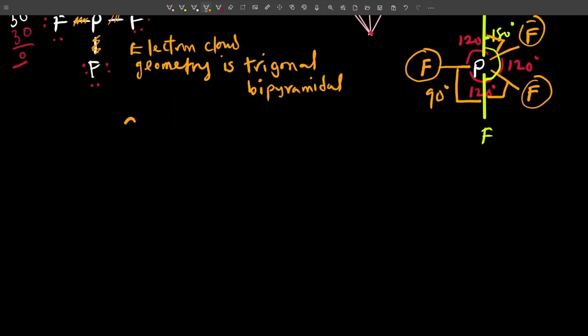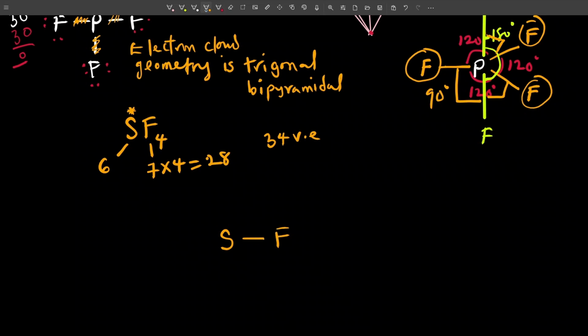Okay, for SF4, again, the first thing you have to do is to draw the Lewis structure. S has 6 valence electrons, F has 7 valence electrons times 4. This will give me 28. 28 plus 6 will give me a total of 34 valence electrons. Sulfur, having a lesser electronegativity, will be the central atom. So we're going to have 4 fluorine atoms.